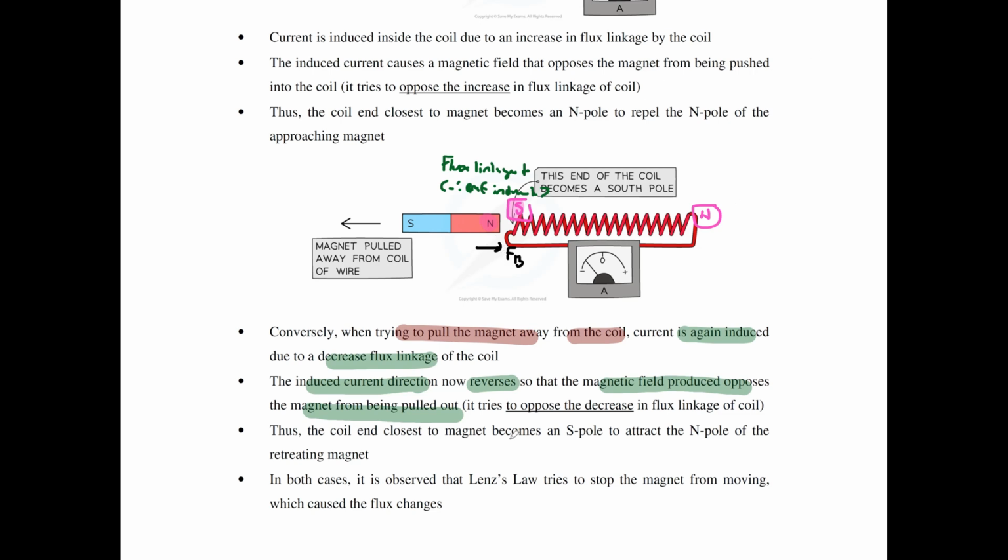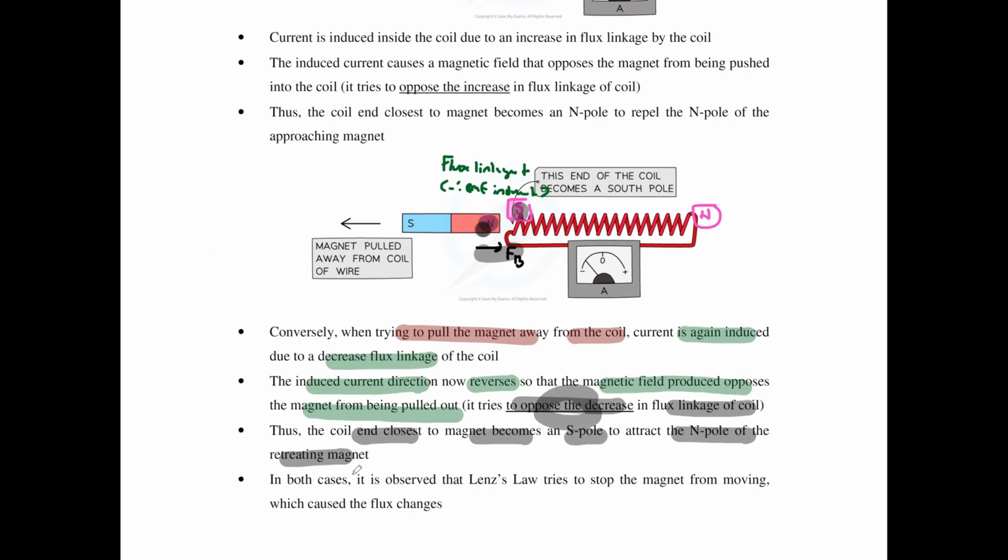When you have a magnetic force that's trying to pull it back in, this is actually trying to oppose the decrease in the flux linkage of your coil. So your induced current now is in such a way that you have a south pole here, so that you exert a magnetic force to prevent or to slow the magnet from going out, because you're trying to oppose the decrease in flux linkage here. The coil end closest to the magnet becomes an S pole in order to attract the N pole of the retreating magnet.